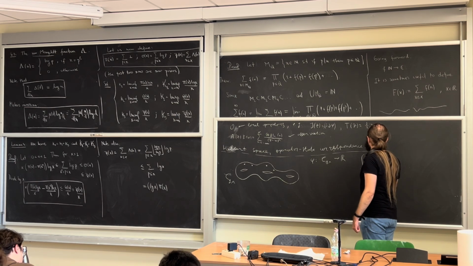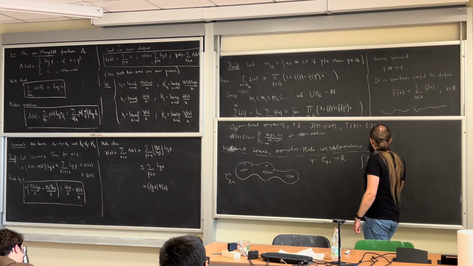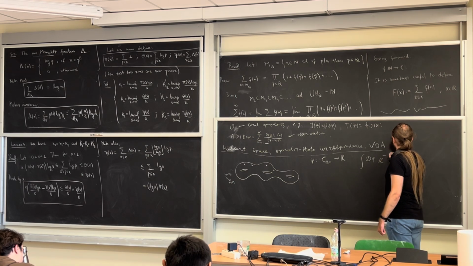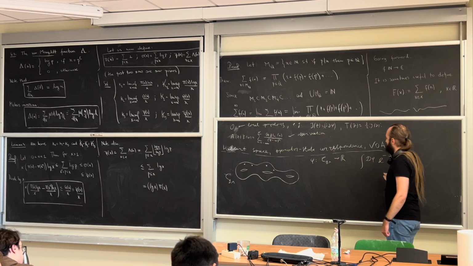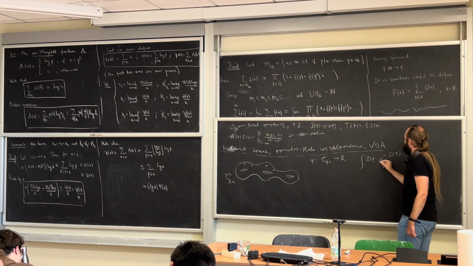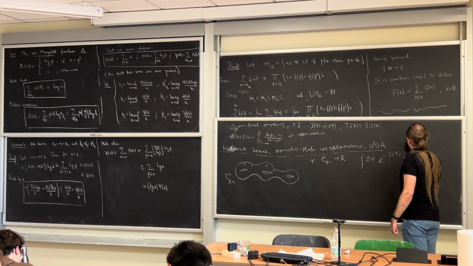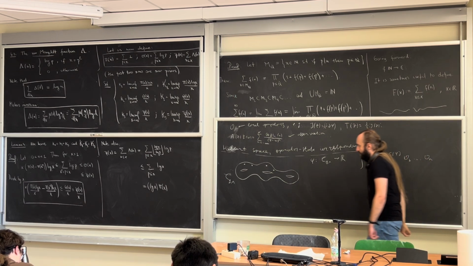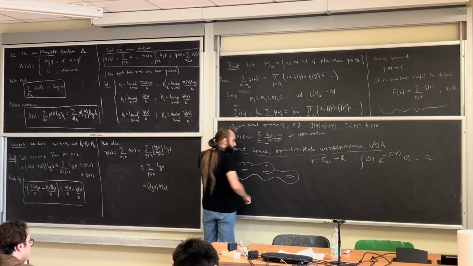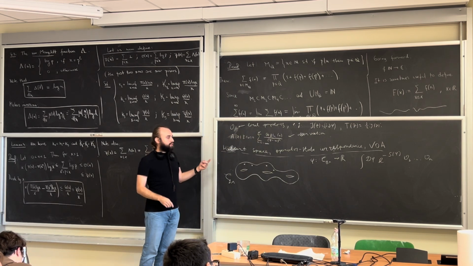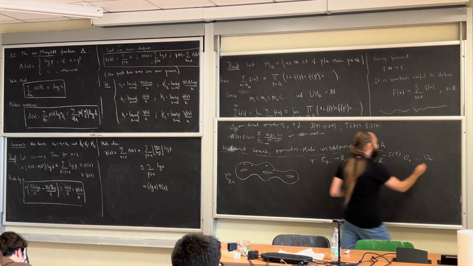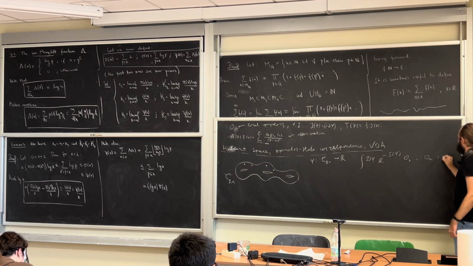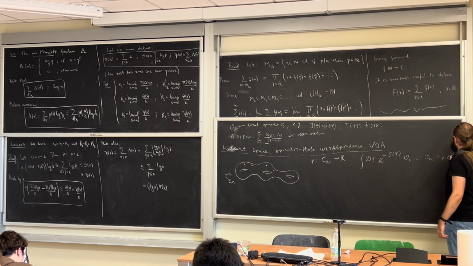And we want to compute the Gaussian integral ∫Dφ e^{-S(φ)} times some operators O1 and so on, On, which are sitting in these points. So it's some number: the partition function times this correlator.